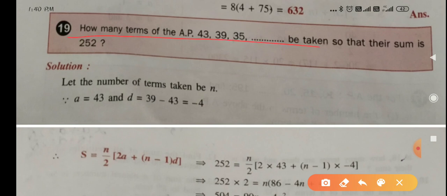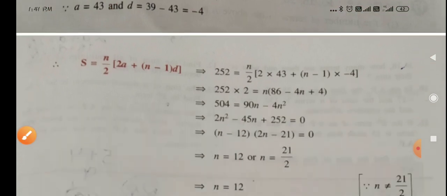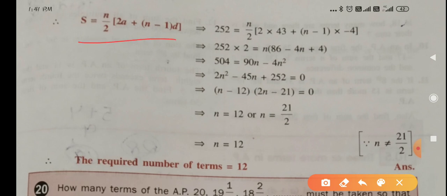How many terms of the AP must be taken so that the sum is 252? This time the value of S is given, 252. S means n by 2 into 2a plus n minus 1 into D. Now with the help of the AP, the value of A is 43, and D you can find as 39 minus 43, which is minus 4. Now you can apply this formula. In place of S put 252. We don't have n, because the number of terms is what we have to find. Put the value of S, A as 43, and D as minus 4.